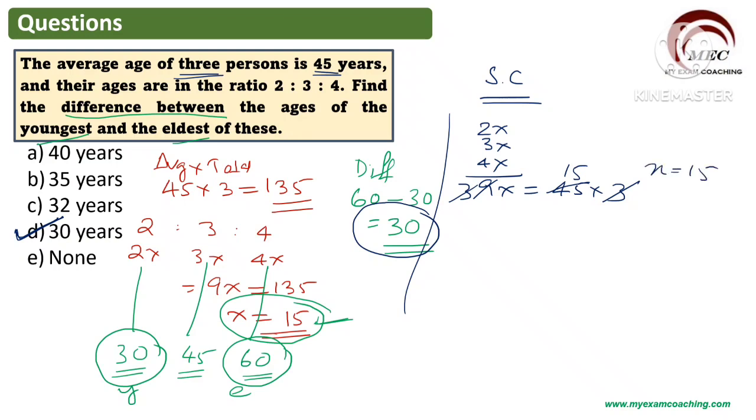What we want is the difference between the youngest and eldest. The youngest will be, x is 15, so 2x will be equal to 30 and 4x will be equal to 60. The difference of these two will be equal to 30. So very fast you can calculate using shortcut methods and write the answer as option D, 30 years. This type of question is very common in IBPS, Staff Selection Commission, CGL, CHSL, all competitive exams. So practice more, and download the sample papers and practice more.